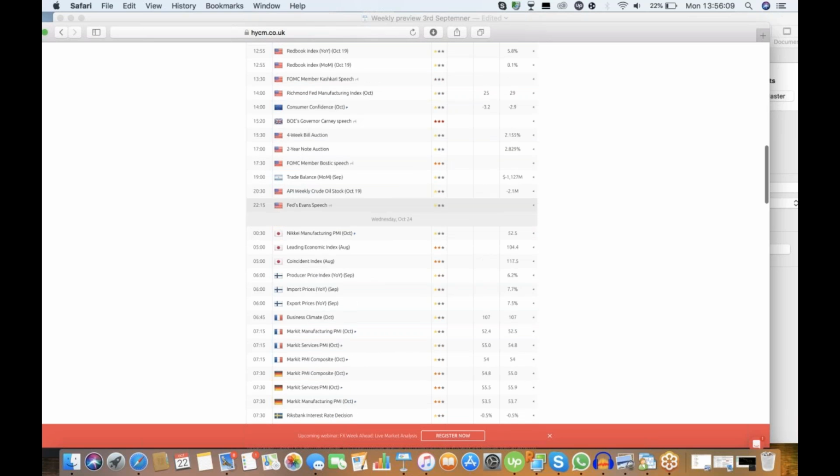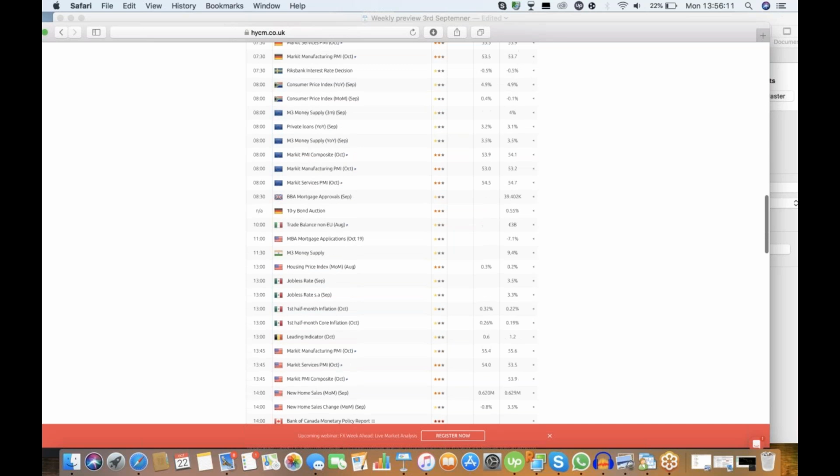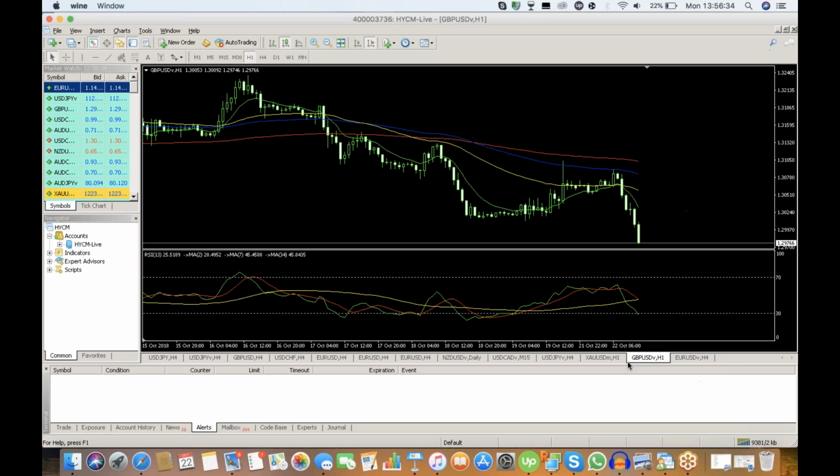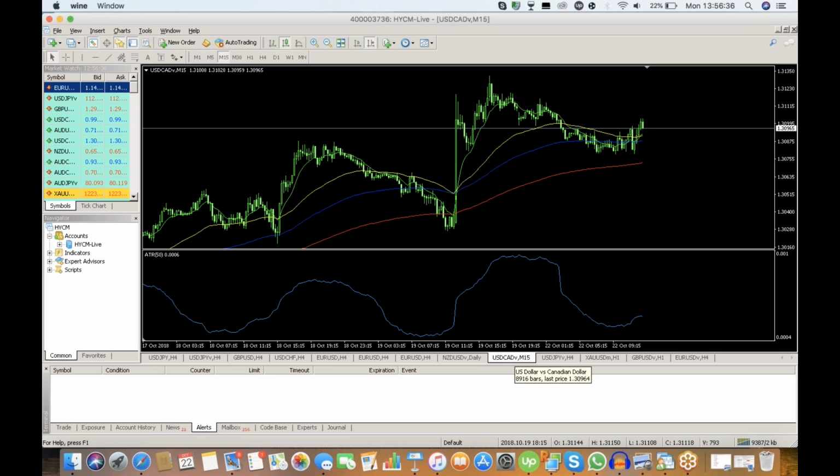On Wednesday, we have the Bank of Canada rate decision, rate statement and monetary policy report. This is a very important announcement. It's probably the most important announcement of the week. And the Bank of Canada is expected to raise interest rates at this coming report. So going back to the US dollar Canadian dollar pair.